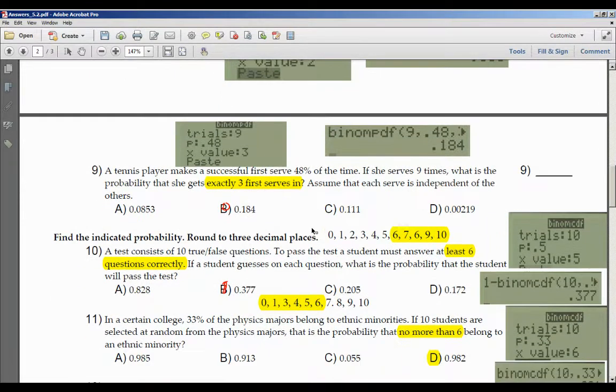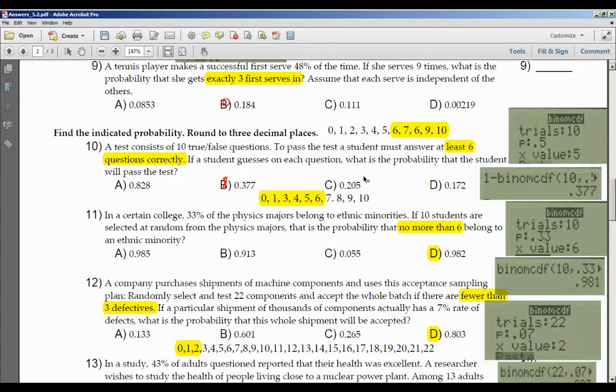Number 9, pretty much the same thing. Exactly 3 serves in. She's serving it 9 times. Probability she gets her first serve in is 0.48, 48%. You're looking for exactly 3, so it's a PDF. Your X value, number of successes, 3.